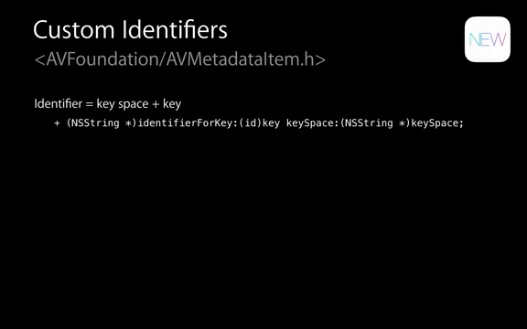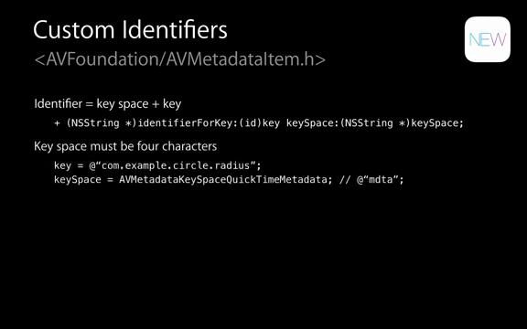The next thing we did that was interesting in that demo is that we actually used our own custom identifiers. We had that big list of built-in identifiers, but you don't have to use those. You can actually build your own. As I mentioned before, an identifier is just a combination of key space and key, and it has a particular format. It's just a string, but in a particular format. To help you make your own custom identifiers, we have this method, identifier for key and key space. That's a class method on AV metadata item. And there are some rules to follow.